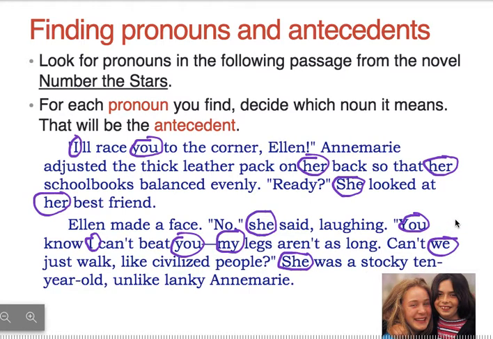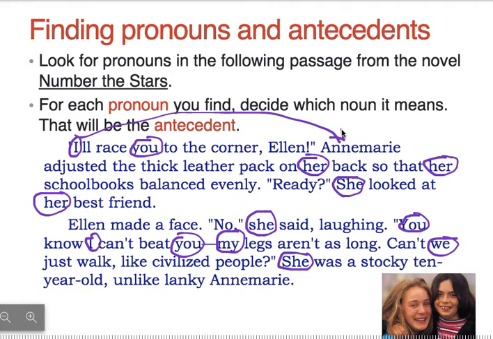Okay, so we've gone through and we found all of the pronouns in this passage. Now we need to find their antecedents. To do that, we're going to look at each pronoun and say, who or what is that pronoun talking about? Looking at our first pronoun, I. Who or what is I? Well, "I'll race you to the corner, Ellen." "Anne-Marie adjusted the thick leather pack on her back." So Anne-Marie must be the person talking in this sentence. That means that I is referring to Anne-Marie.